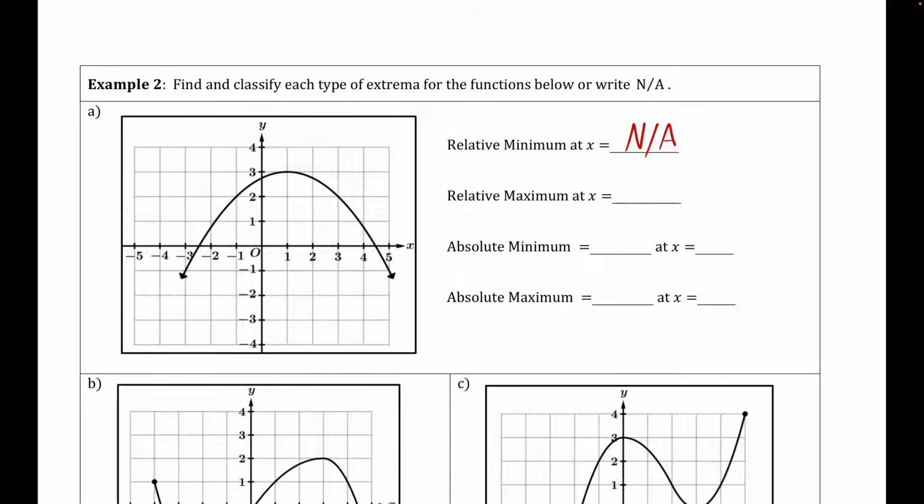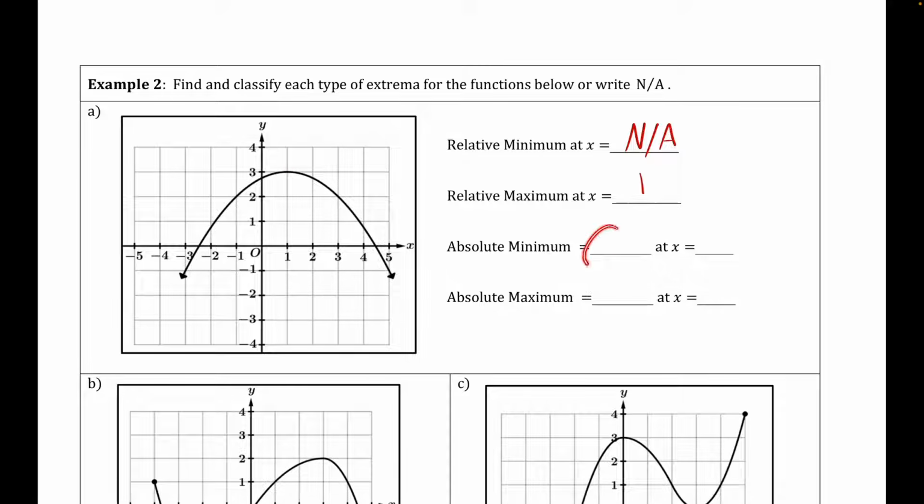But there is a maximum, right? Where's the max? Are you doing relative or absolute? It's at x coordinate 1. Is it relative or absolute? Both. Because there's no height point, it's both a relative and an absolute maximum.